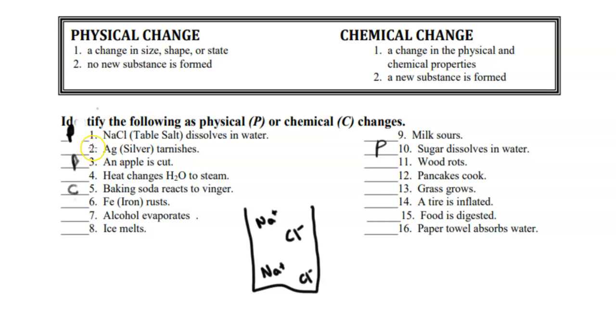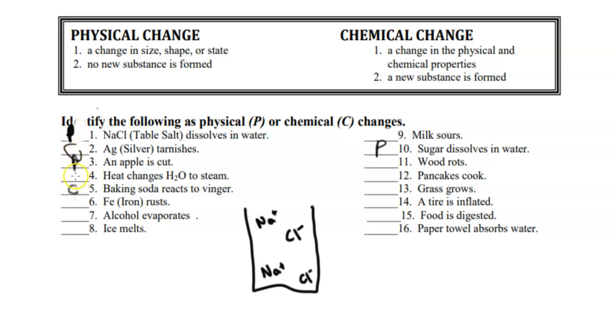What does tarnish mean? You know what rust means? Rust we only use for iron. For all other metals that combine with oxygen in the air, we say tarnish. So it's combining with oxygen in the air. You get something new.